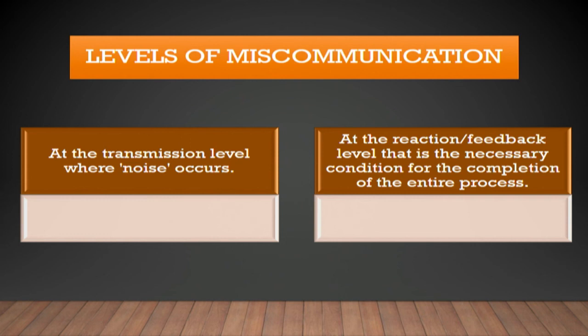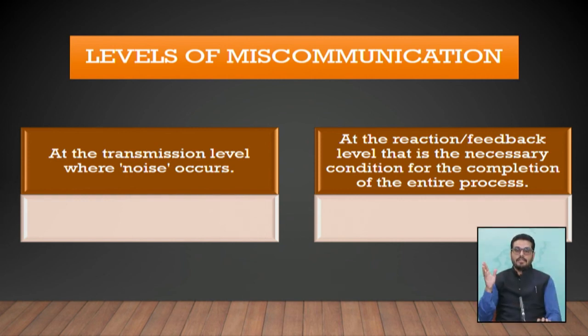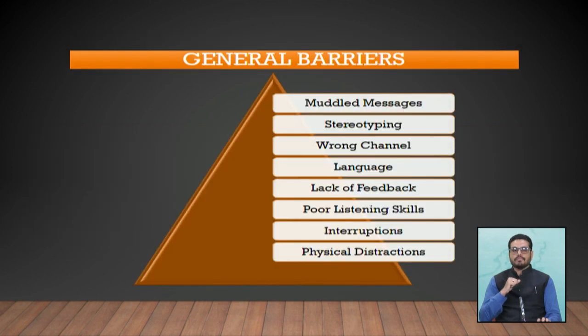So levels of miscommunication are first at the sender's, then at the receiver's, then at the transmission level. And at the reaction or feedback level, which is the necessary condition for the completion of the entire process, there is also this problem of miscommunication. Because if you have not understood something properly, you would be giving it back in a very different manner to people, because your understanding has had a lot of problems.